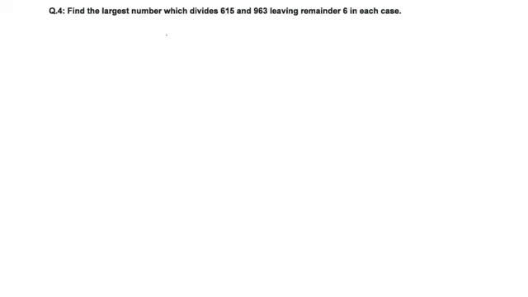Find the largest number which divides 615 and 963, leaving remainder 6 in each case. The question is that there is a number, say x. So if I divide 615 by x, I get a remainder of 6. If I divide 963 by x, I get a remainder of 6. So how to find this x?